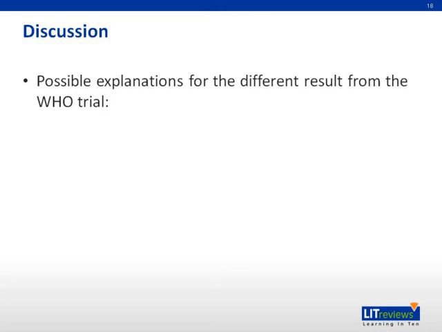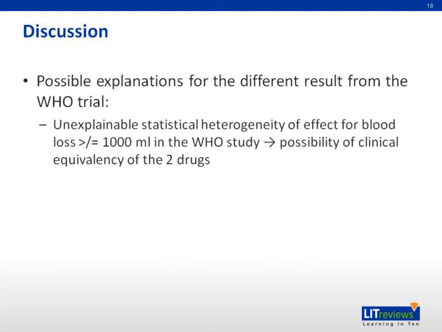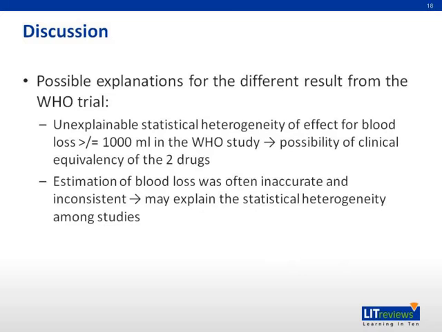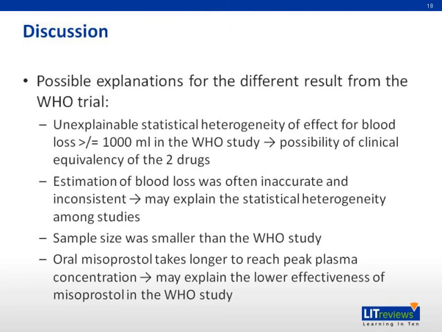Possible explanations include an inherent statistical heterogeneity of effect, which may in fact indicate clinical equivalency of the drugs. Estimation of blood loss was often inaccurate and inconsistent between the studies, which may explain some of the statistical heterogeneity amongst the studies. The sample size was also smaller than the WHO trial. Lastly, the oral misoprostol used in the WHO trial takes longer to reach peak plasma concentration, which may explain the lower efficacy of misoprostol in the trial.